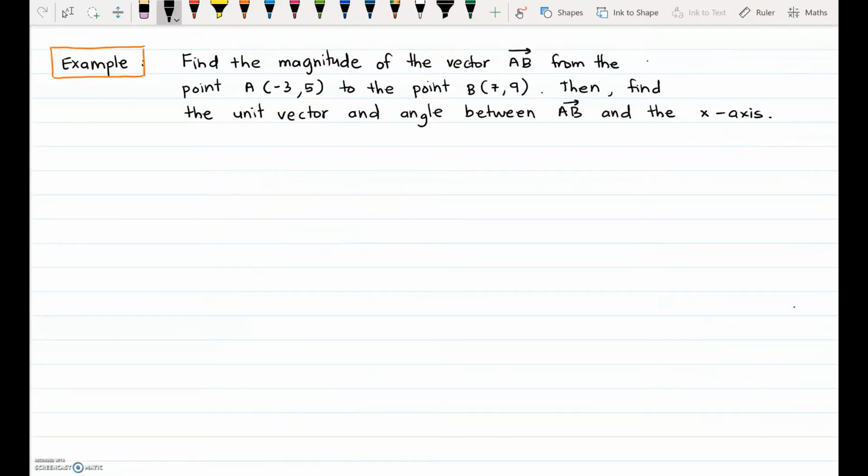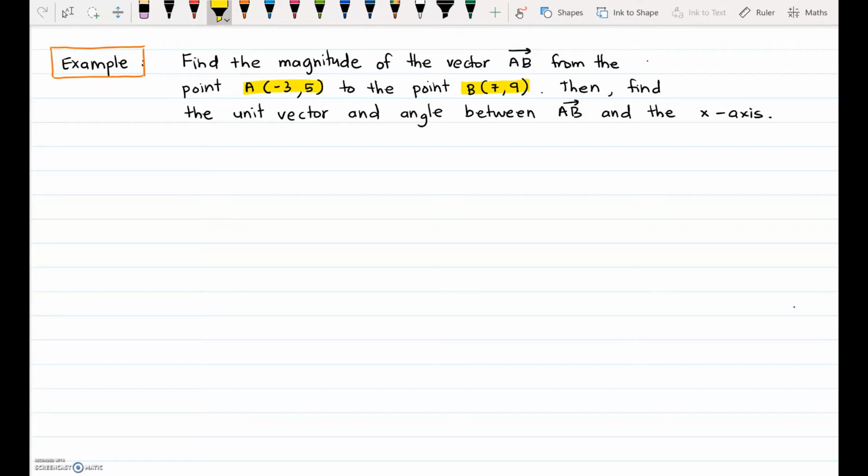Let's look at the second example for two-dimensional vectors. Find the magnitude of the vector AB from the point A (-3, 5) to the point B (7, 9). Then find the unit vector and the angle between AB and the x-axis. So now you have two points, A and B.